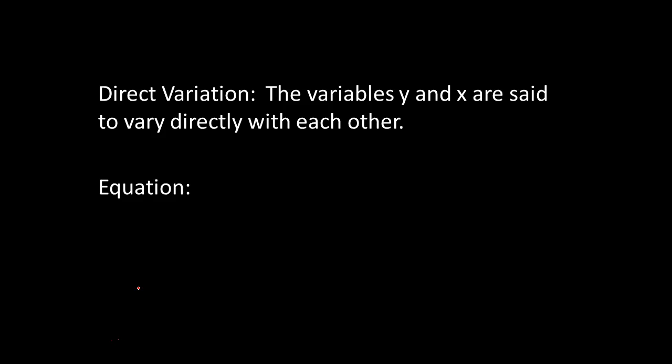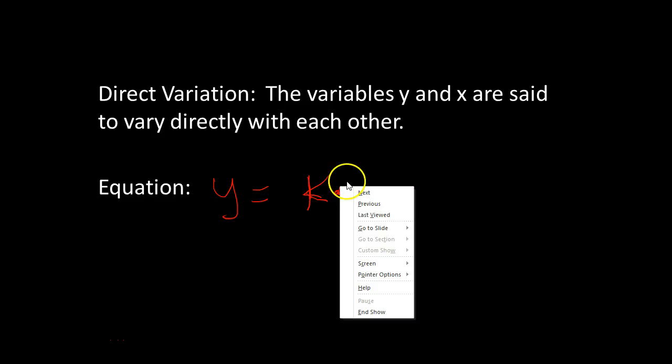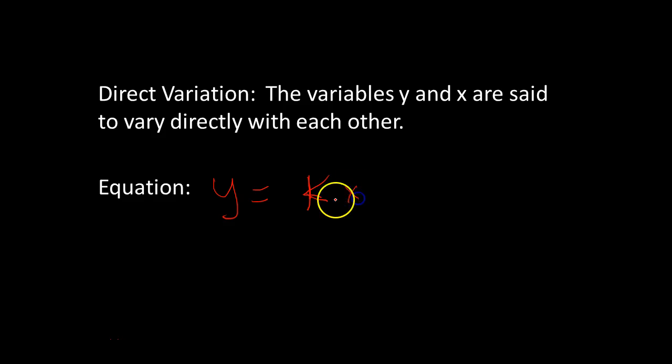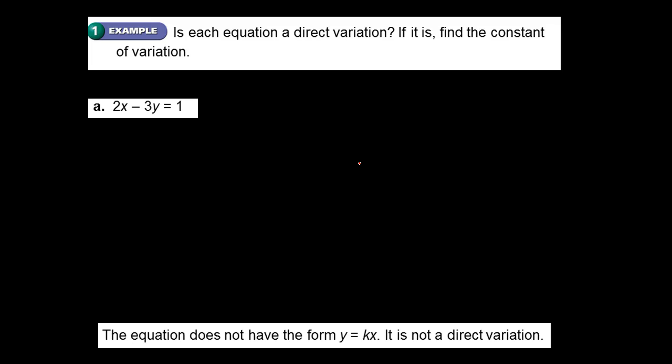Direct variation: the variables x and y are said to vary directly with each other. So the equation will be y equals k times x. What it's saying is your variables x and y directly relate with each other, and we'll get into further detail about what that really means next.